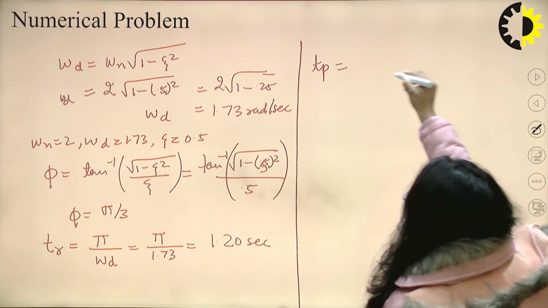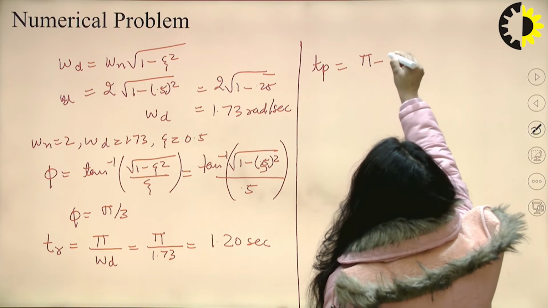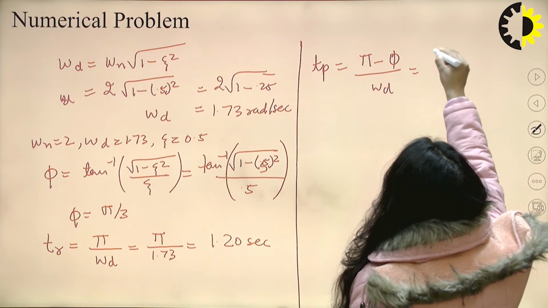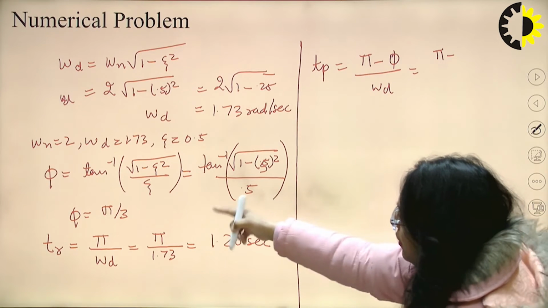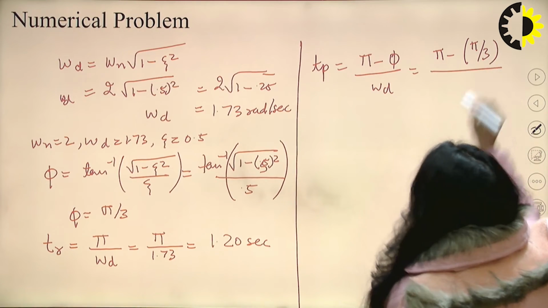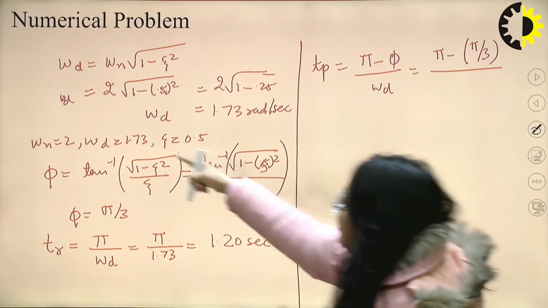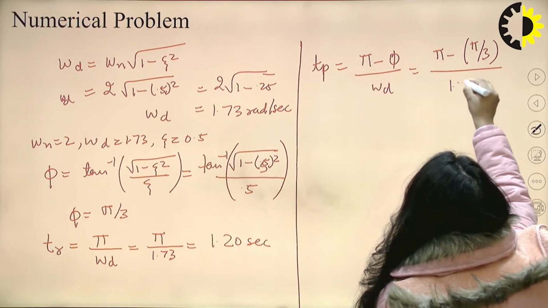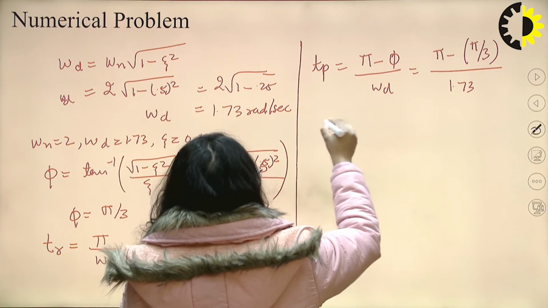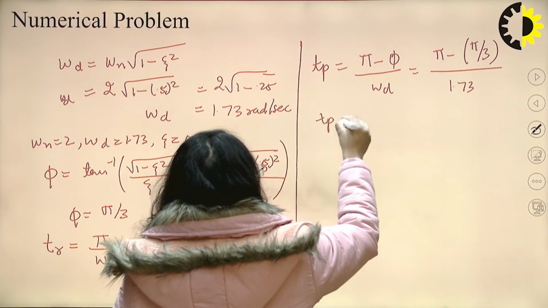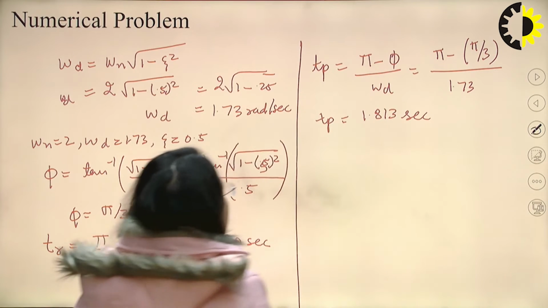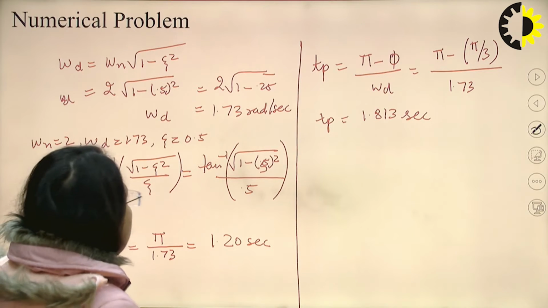we will have the formula pi minus phi upon omega d. We have the value of phi as pi by 3, so pi minus pi by 3. And what is the value of omega d? Omega d here is 1.73. So while calculating, we have the value of TP as 1.813 seconds. Okay.